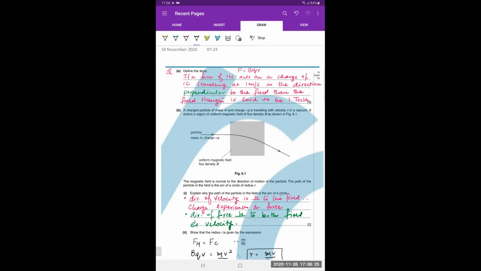Alright guys, I'll work through the questions. In the first part, they are asking us to define the term Tesla. Based on the formula F = BQV, we can make an attempt to define the term Tesla. So please look at the wordings carefully. If a force of 1 Newton acts on a charge of 1 coulomb.